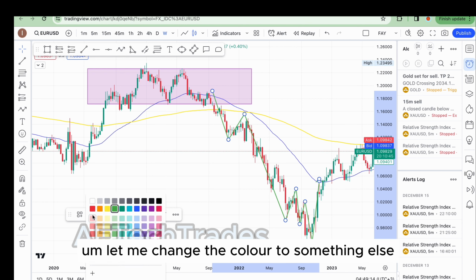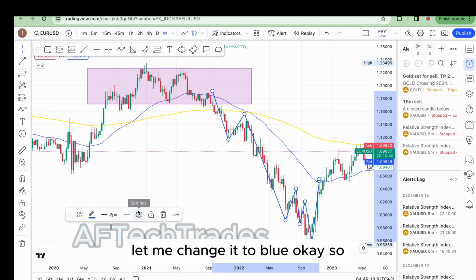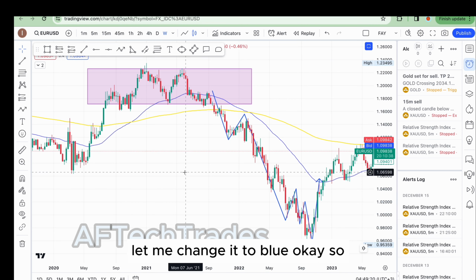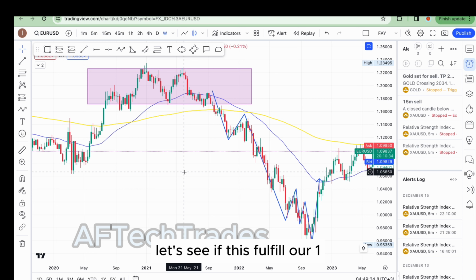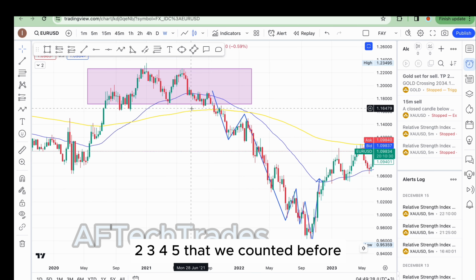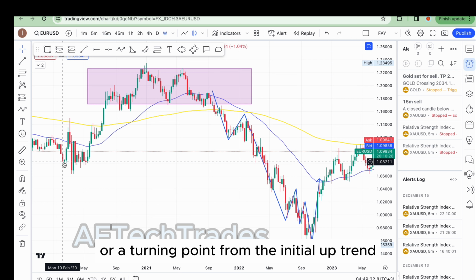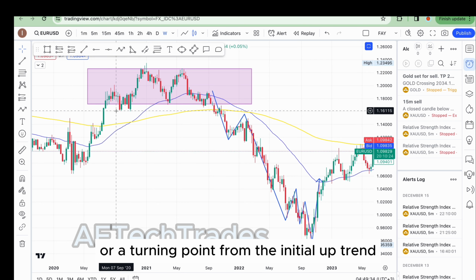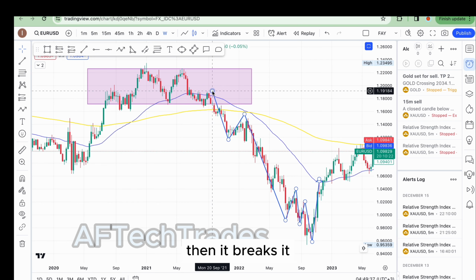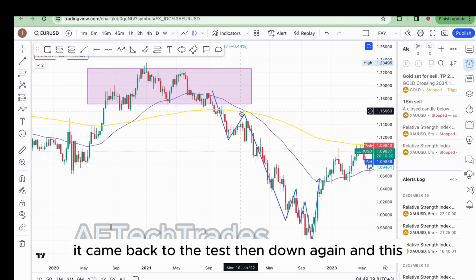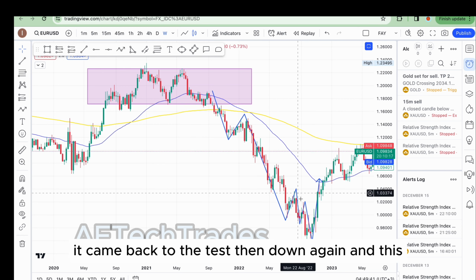Let me change the color to something else. Let me change it to blue. Okay, so let's see if this fulfills our 1, 2, 3, 4, 5 that we counted before. As I said, you have this region of consolidation, or a turning point from the initial uptrend. Then it breaks, comes back to retest, then down again.